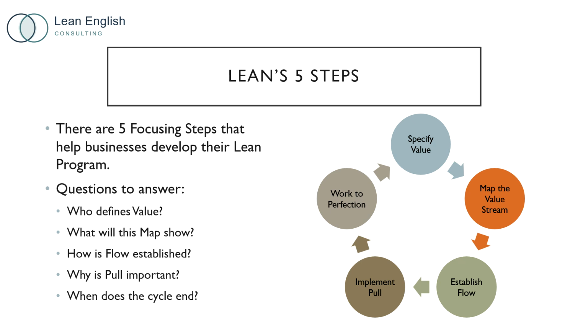The third step is to establish flow. Well, how is flow established? Flow is established by removing waste because flow is interrupted when there is waste in the system. For example, one of the most prevalent forms of waste is waiting.